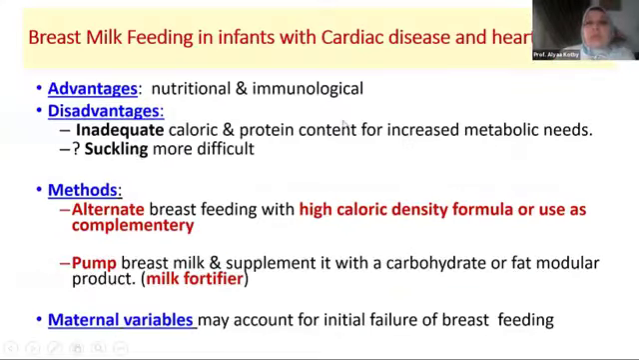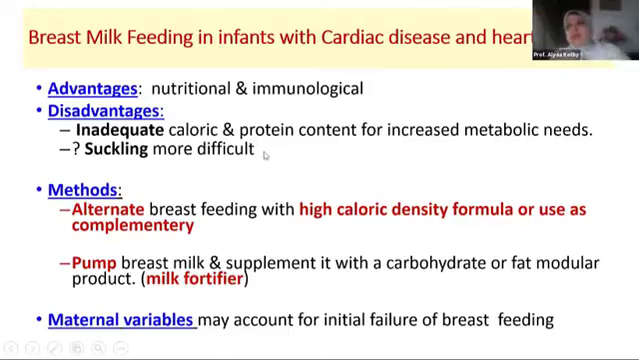Now, what type of milk are we going to give? We're going to give the breast milk. It is best. We use it because of its nutritional and immunological good effects. We know that sometimes it may have inadequate caloric and protein content for increased metabolic needs, and the baby is unable to suckle.